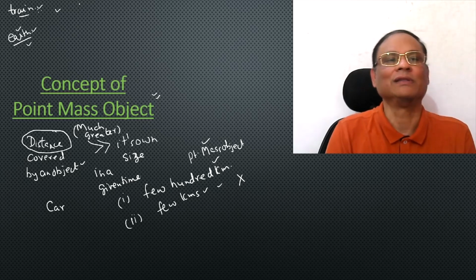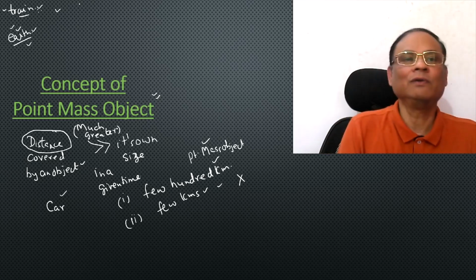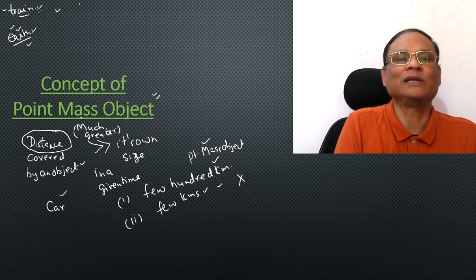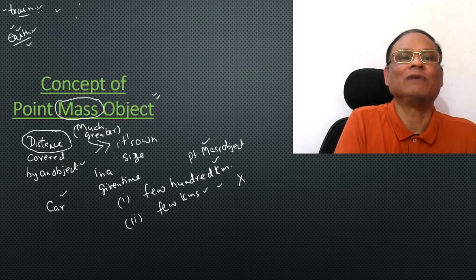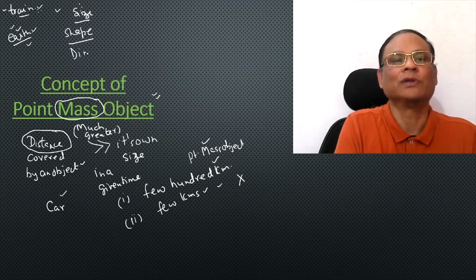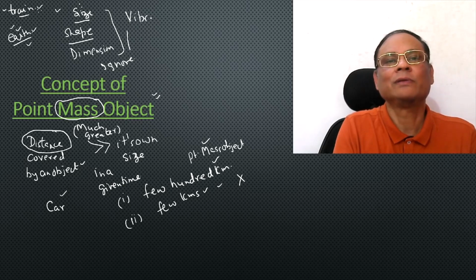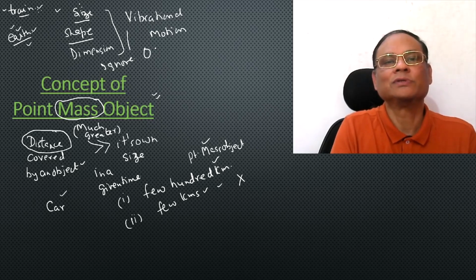So we have seen the three examples. First is car, second is train, and third is Earth. Now we'll see another thing. What are the things we consider in the point mass object? We consider its mass. What we don't consider is size. We ignore size, shape and its dimension. What else we ignore? We ignore its vibrational motion and oscillatory motion.